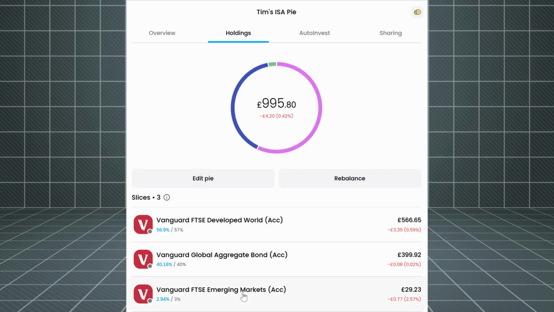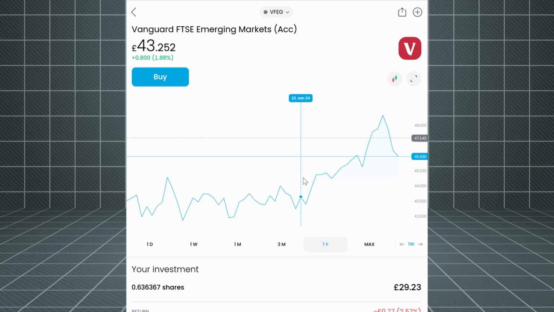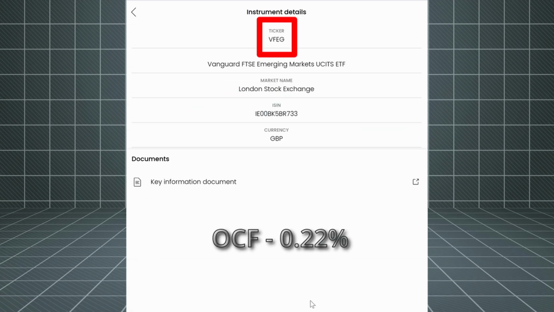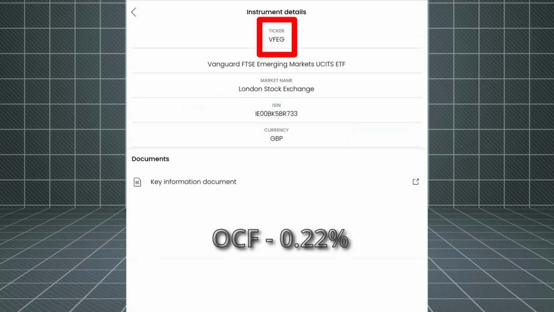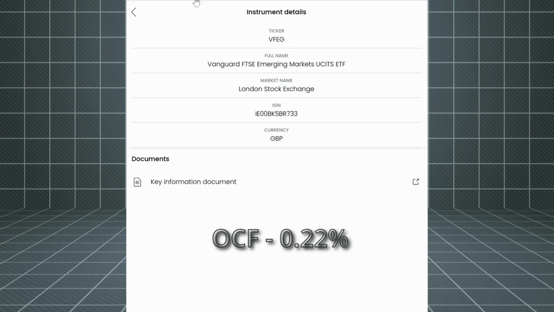So the next fund in my portfolio is the Vanguard Emerging Markets ETF with the ticker of VFEG and a more expensive OCF of 0.22%. And this emerging market fund just accounts for 3% of my portfolio. This fund consists of countries from the developing world and includes potential powerhouses such as China, India and Brazil.